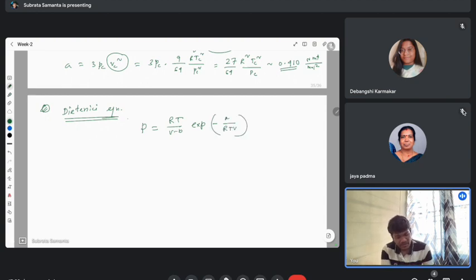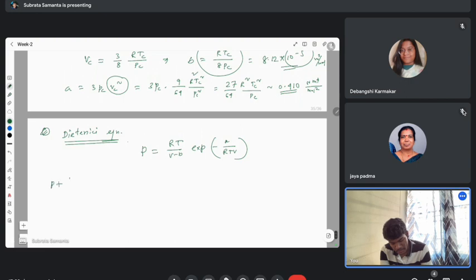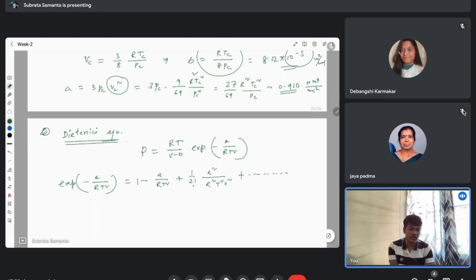So that means the pressure correction is not P plus A by V square, but it's a series. When we expand this exponential minus A by RTV, it's 1 minus A by RTV plus 1 over 2 factorial A square by R square T square V square plus so on. So the pressure correction actually includes a series and we get an exponential. So they modified the Dieterici equation in this way.